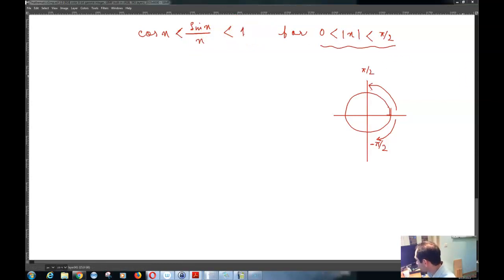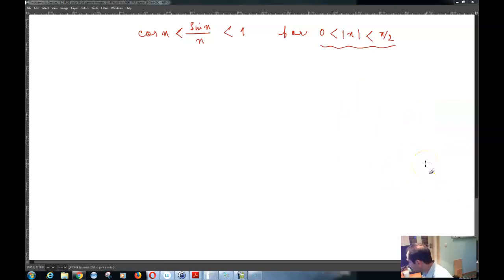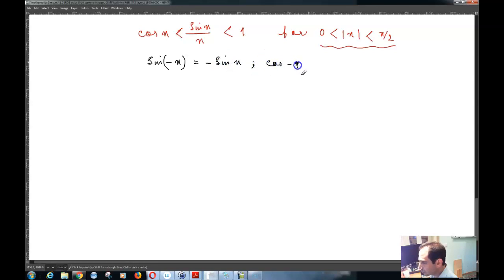Now, the way that you can prove this, I'm going to write everything based on the proof, because the proof is of course very simple, but I need to follow those steps in order to get to the conclusion. So basically, you know that sine of negative x is equal to negative sine x, and you know that cos of negative x is equal to cos x.